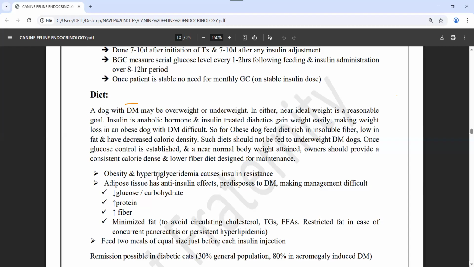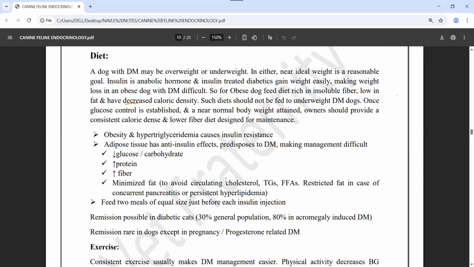Overall, you can say that obesity and hypertriglyceridemia cause insulin resistance. Adipose tissue has anti-insulin effects. We have discussed that in the previous video. It predisposes to diabetes mellitus, making management difficult. And the diet should have low glucose or carbohydrate, increased protein, increased fiber, and minimized fat to avoid circulating cholesterol, triglycerides and free fatty acids. Restrict fat in case of concurrent pancreatitis or persistent hyperlipidemia. So minimize fat in a normal diabetes mellitus animal, but if there is concurrent pancreatitis or hyperlipidemia, then the term restricted fat should be used.